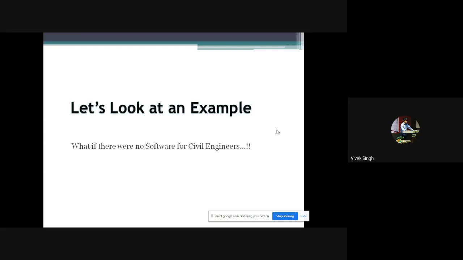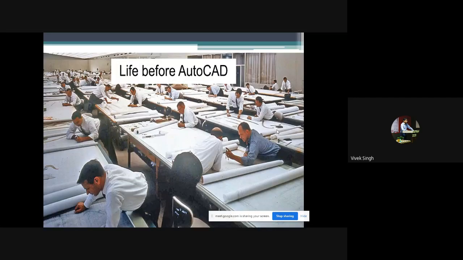There will be problems when there is complexity in the work. If the job becomes more and more complex, then the person who just has knowledge of software would be having trouble. So that's the thing I'm saying. You can see here, what if there were no software for civil engineers? What is going to happen?